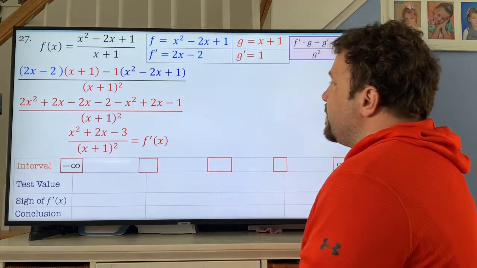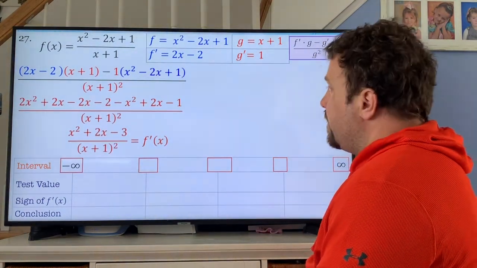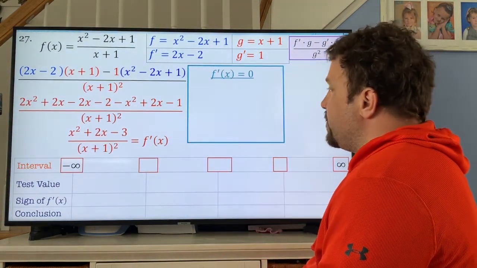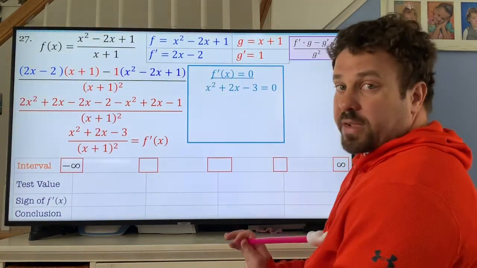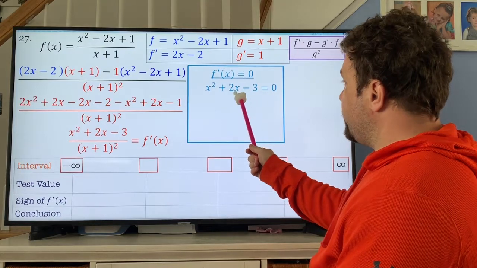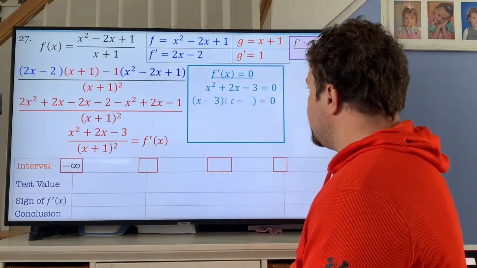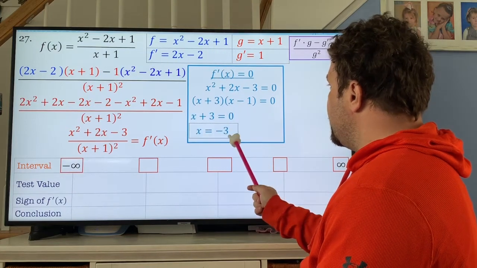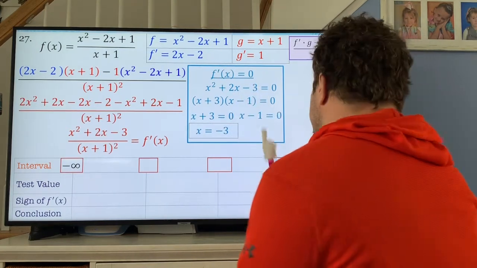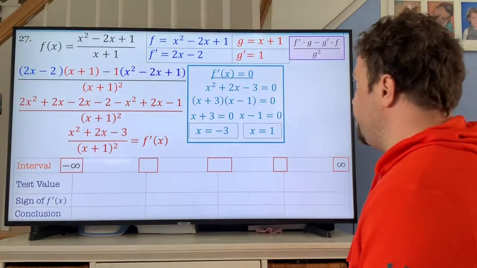So what we're going to do is finish this up very simply by setting the numerator and denominator both equal to 0. When this equals 0, the numerator equals 0. Factor that. Factors of 3, negative 3 that add up to 2: 3 and negative 1. x plus 3, x minus 1. x plus 3 equals 0, x is negative 3. x minus 1 equals 0 and x is 1.